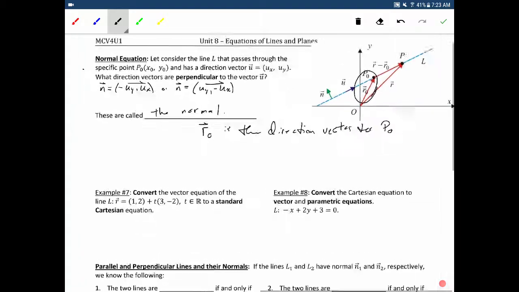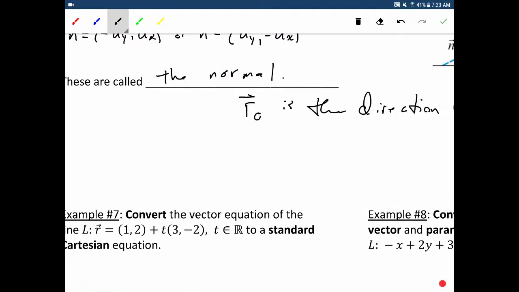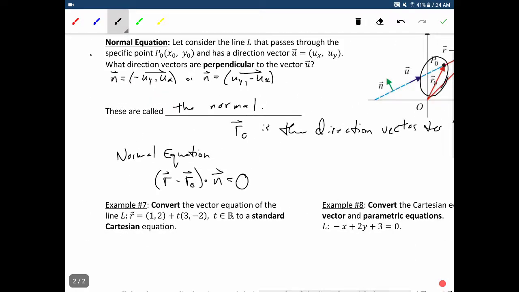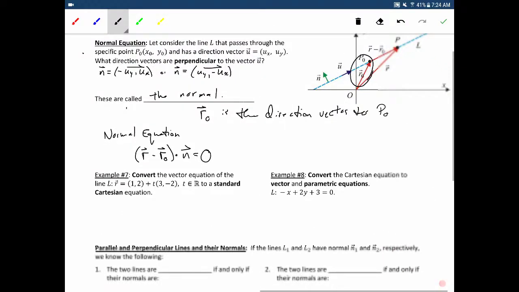Given that, we can actually come up with what's called the normal equation, which is just the r vector minus r0 dot n is equal to 0. And because it's a dot product, that will be the scalar 0, not the unit or the vector 0. So that's what the normal equation is. And the normal equation sucks.